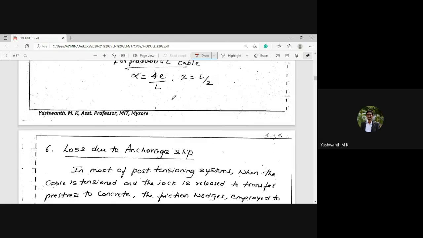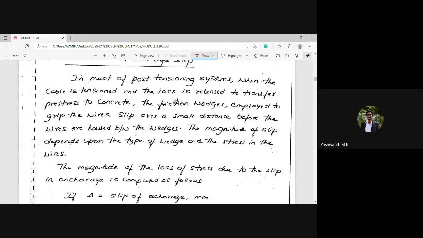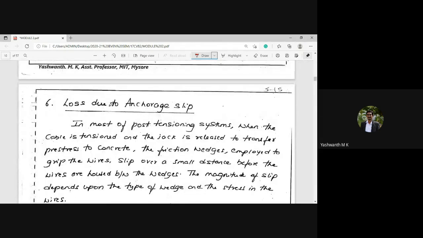Hope you have understood. Let me move further. The next loss is loss of stress in the concrete due to anchorage slip. Anchorage slip, what is that? As I stated, this friction loss and anchorage slip loss will come across only in the post-tensioning system.